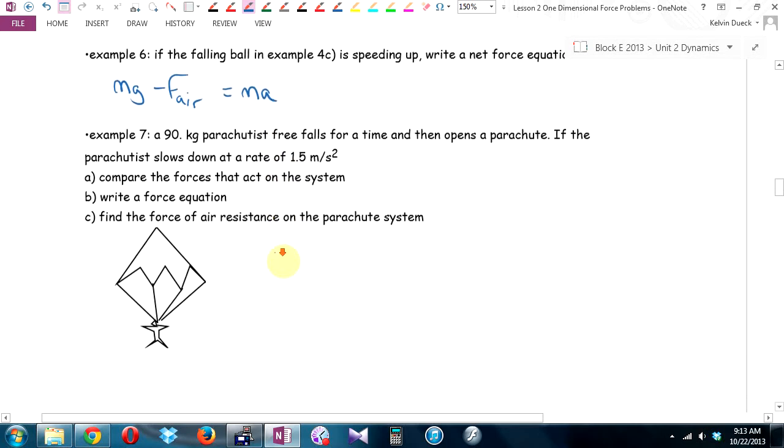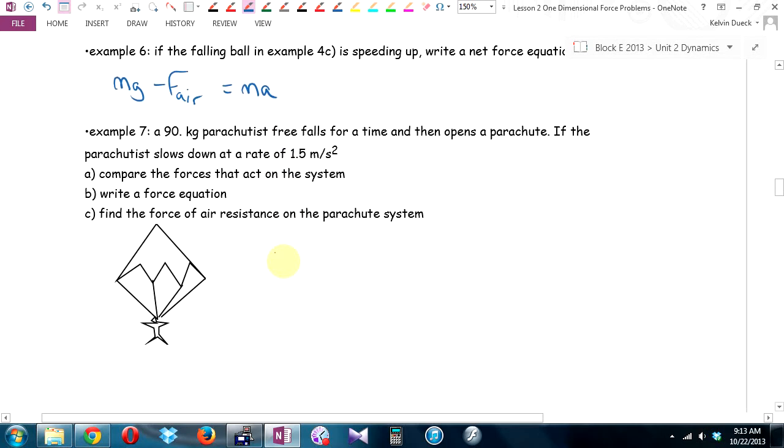Example 7. A 90-kilogram parachutist free falls for a time and then opens the parachute. If the parachutist slows down at a rate of 1.5 meters per second squared, A says, compare the forces that act on the system. That's fancy physics talk for write yourself a free body diagram. B says, write a force equation. Hopefully that's going to come out of a good free body diagram. And C says, find the force of air resistance on the parachute. Okay. A. There's the parachutist. What are the forces acting on the parachutist? Get the obvious one.